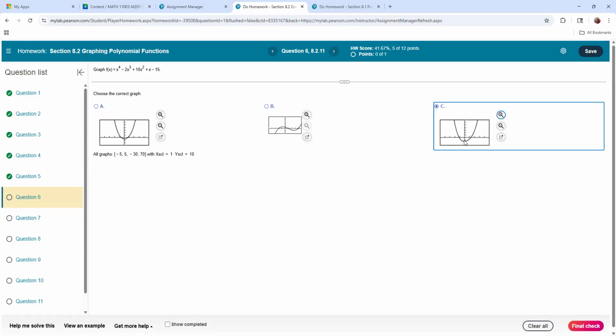C looks like I wanted. It's in between the first mark and the second mark in the negative y direction. So if you set your windows to match theirs, these graphs aren't that bad.